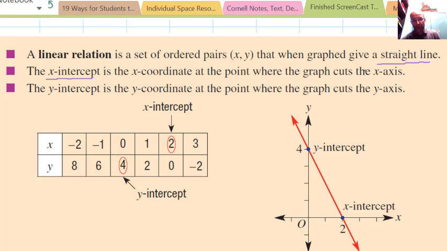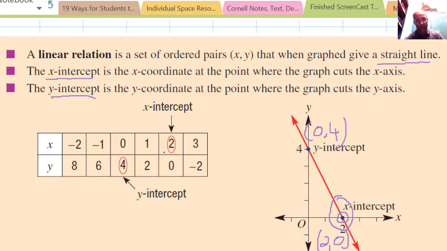The x-intercept is very important. It's the x-coordinate where the graph cuts the x-axis. The y-intercept is the y-coordinate where the graph cuts the y-axis. So this example here, that point there is called 2, 0, and 2, 0 would be the x-intercept of that line. The y-intercept is at 0, 4, 0 to the right and 4 up, and that's where the graph cuts the y-axis.